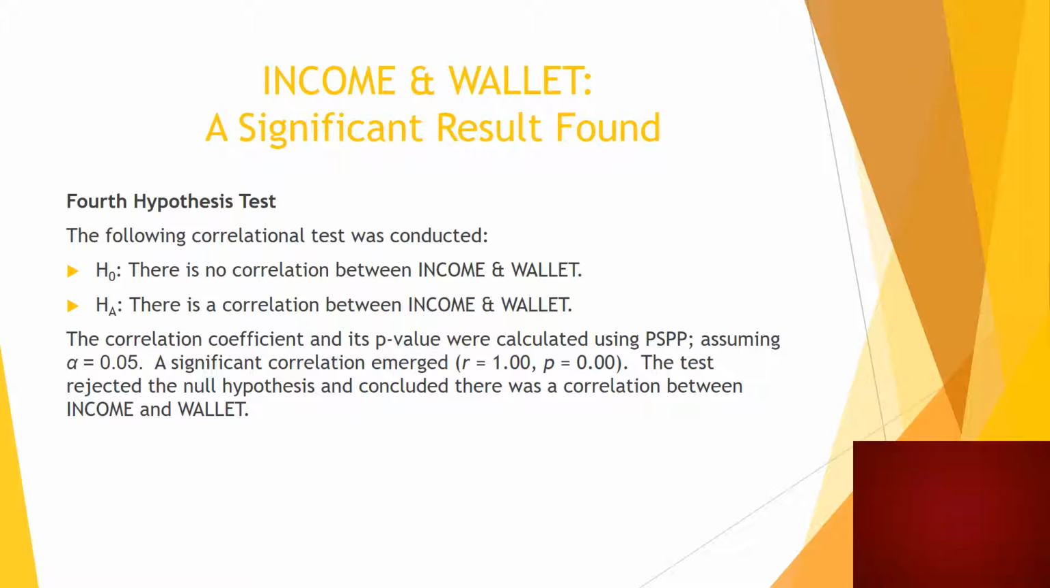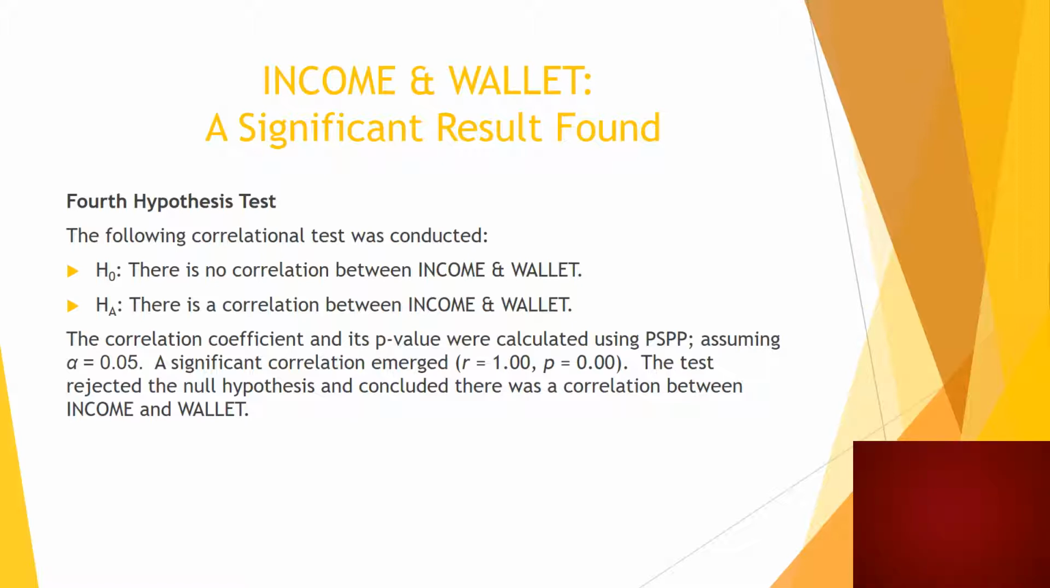So on this test, we considered that the null hypothesis was that there would not be a correlation between income and the amount of money in the wallet, and the alternate hypothesis that there would be a correlation between a person's income and the amount of money in their wallet.